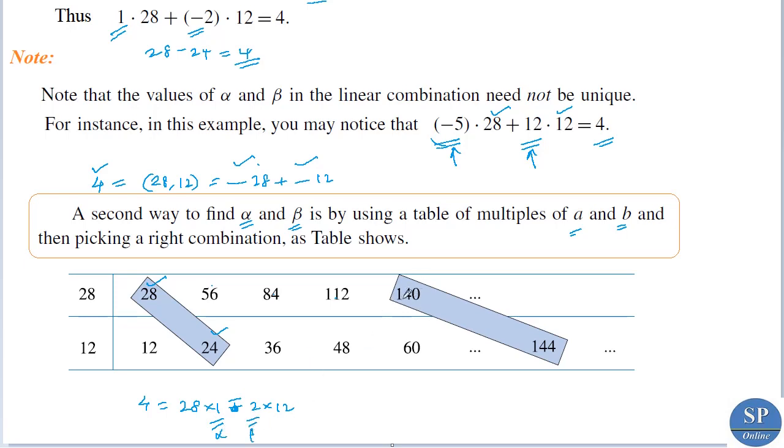Also we obtained 140 and 144, that is, 144 minus 140 is equal to 4, and this is nothing but 12 into 12 minus 28 into 5, which is equal to 4. So we get 4, which we know is the GCD of 28 and 12, expressed as a linear combination of 12 and 28, taking alpha equal to 12 and beta equal to minus 5. So this is the second way.